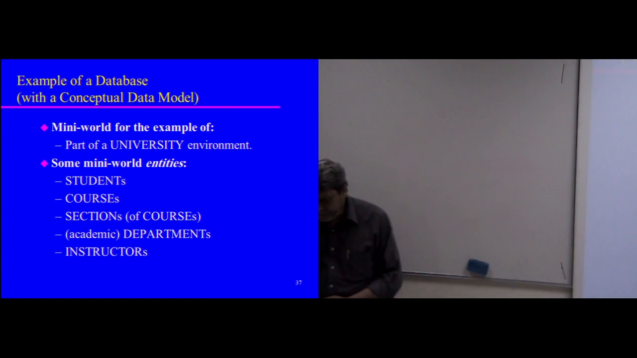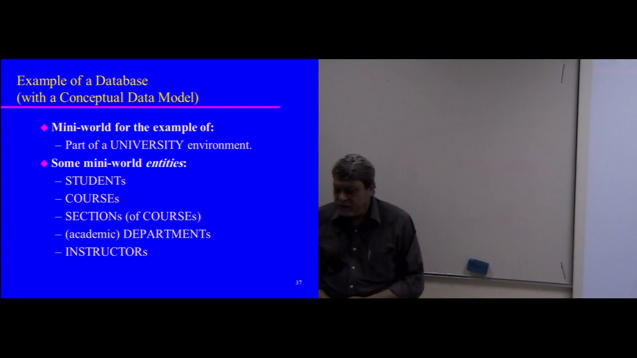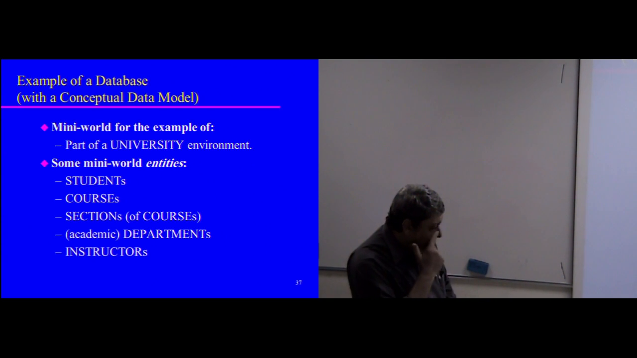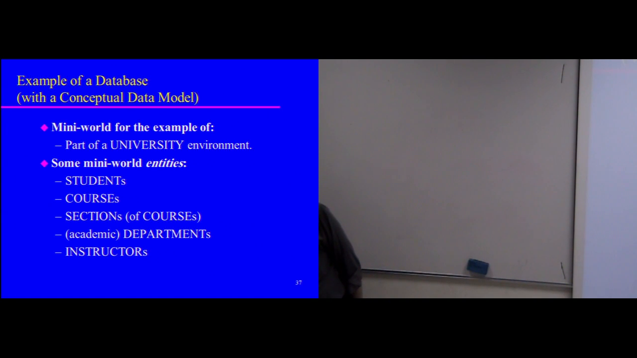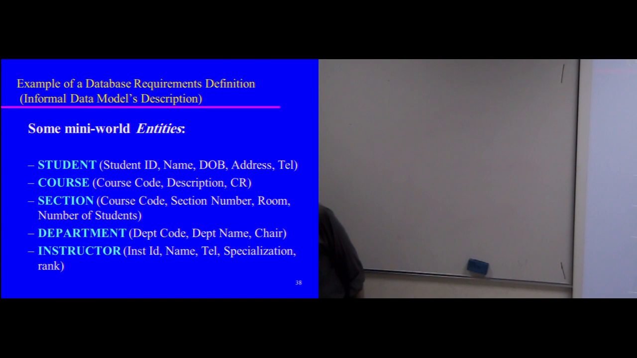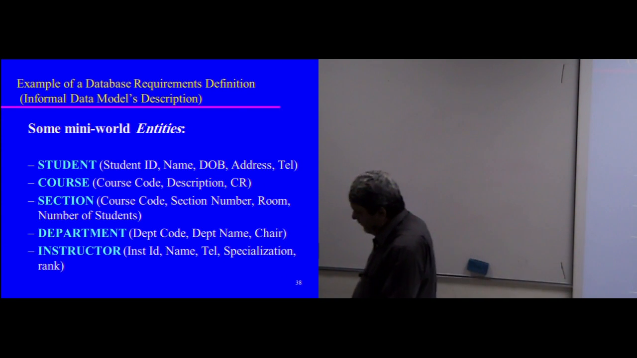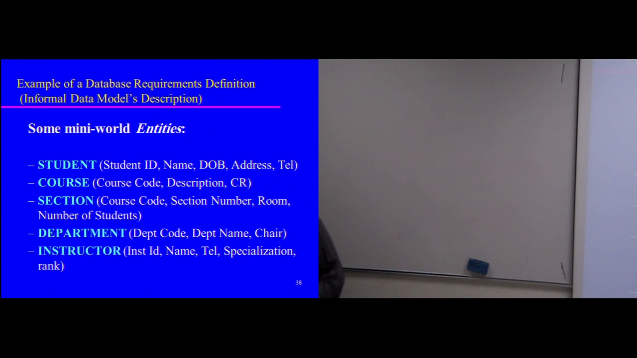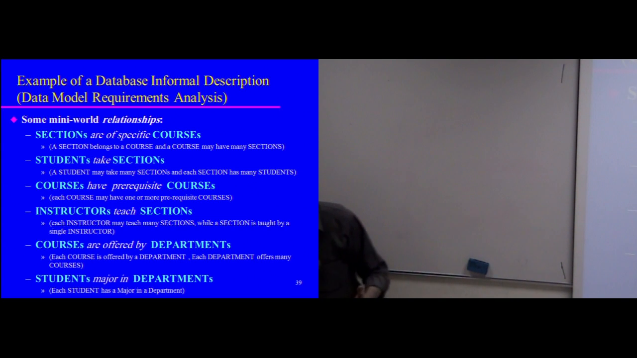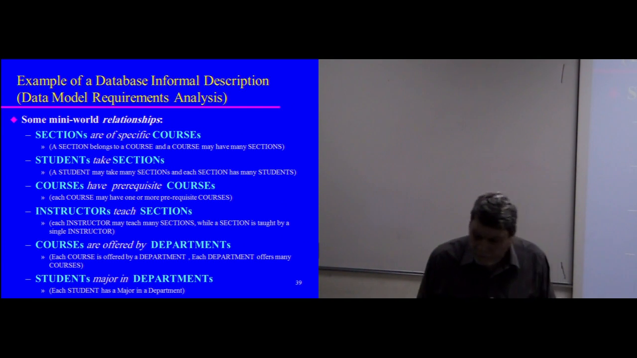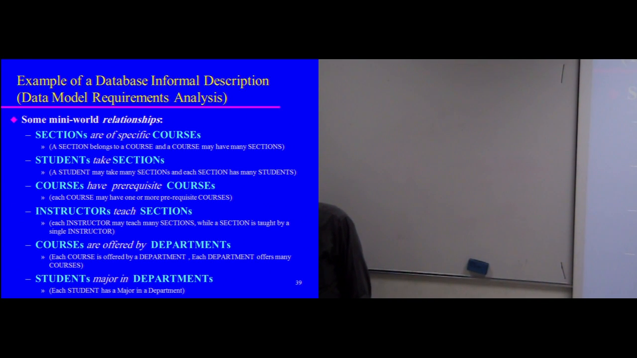So we have identified the entities. We found students, courses, sections, departments, instructors are the entities. Then we moved and asked what are those data you want to save or store about these entities. So we have identified the attributes for every one of these entities, something like what we have here. We moved further and said, okay, what are the relationships that relate some of these entities together? So we found some relationships and defined them in what we call the informal description of the data requirements, or informal description data model.